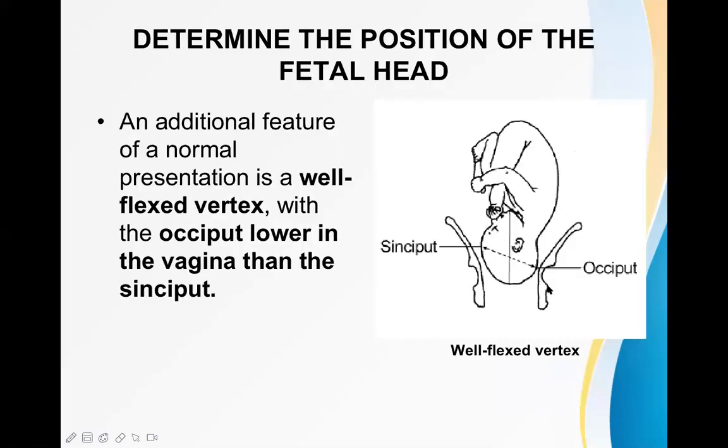Let's move on. Now with this knowledge, let's determine the position of the fetal head. An additional feature of a normal presentation is a well-flexed vertex with the occiput lower in the vagina than the sinciput. Now let me go through this again. An additional feature of a normal presentation, see that this is called normal presentation, is a well-flexed vertex with the occiput lower in the vagina than the sinciput.